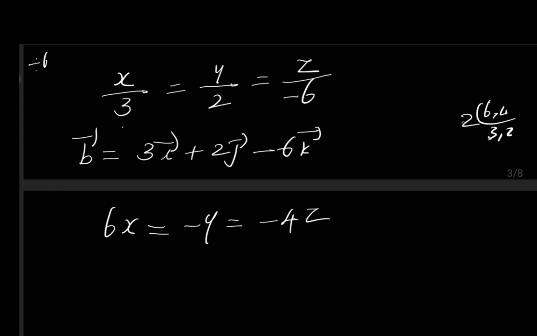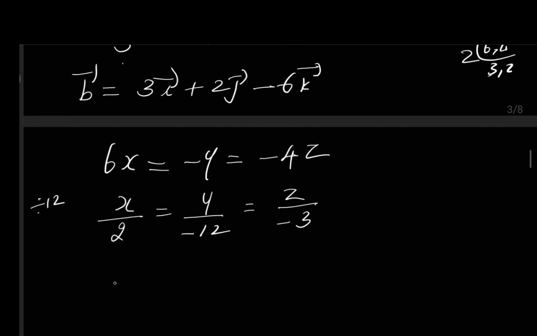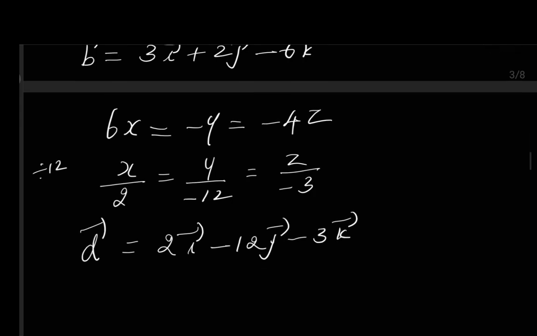3 2s are 6, 6. Divide each term by 12. So, in that case by 12 you will get 6 cancel here, x by 2. Then y by minus 12, you will get, bring this minus to the denominator. Then z by minus 3. So, here our direction ratios are vector D, parallel vector is 2i minus 12j minus 3k.